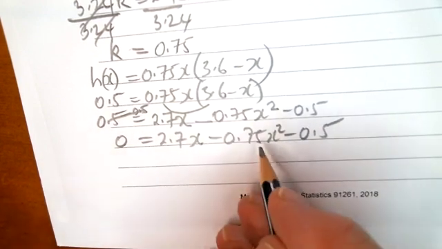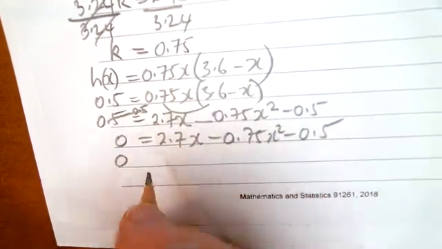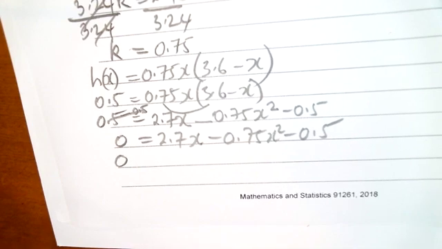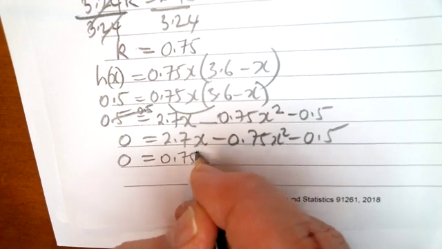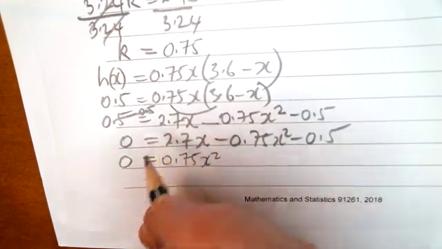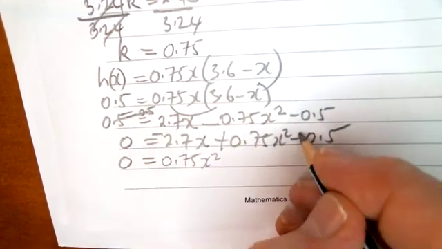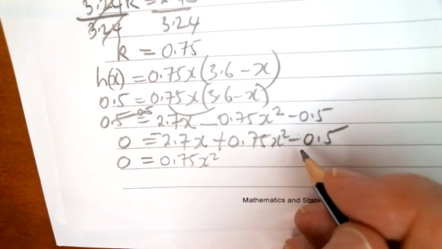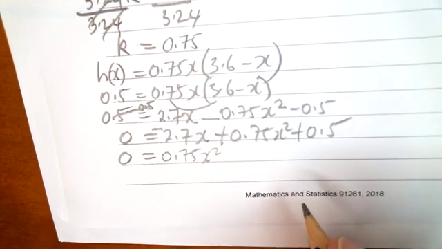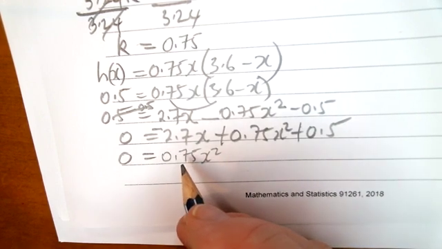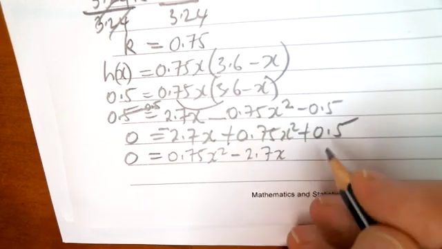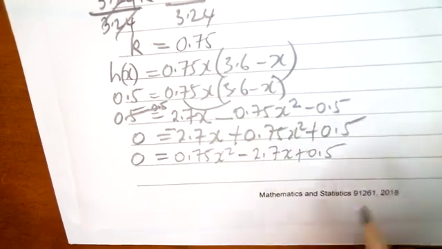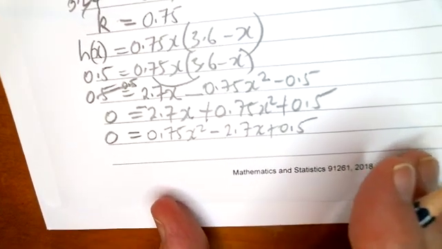I'm just going to multiply everything by -1. So 0 is equal to 0.75x squared minus 2.7x plus 0.5. The negatives become positive and the positives become negative. Okay, that looks good.